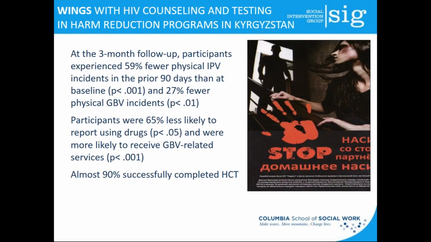At the 3-month follow-up, participants experienced 59% fewer incidents of physical IPV in the prior 90 days than at baseline, and 27% fewer physical gender-based violence incidents. Participants were also 65% less likely to report using drugs and were more likely to receive gender-based violence services. And almost 90% successfully completed HIV counseling and testing, which was much higher than what they were achieving before.